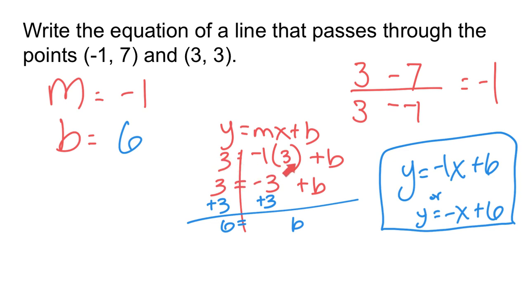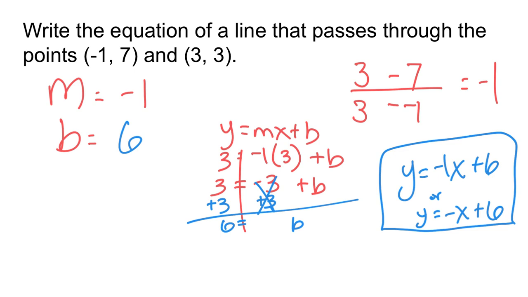And then I solved that by multiplying -1 times 3 to get -3, and then adding that to both sides to get the -3 to cancel. And that gave me a b value of 6. And so I put that in place, -1x plus 6. You might also see that written as just -x plus 6. A negative x is understood to be a -1, so you could see that either way. All right, hopefully you got that correct.